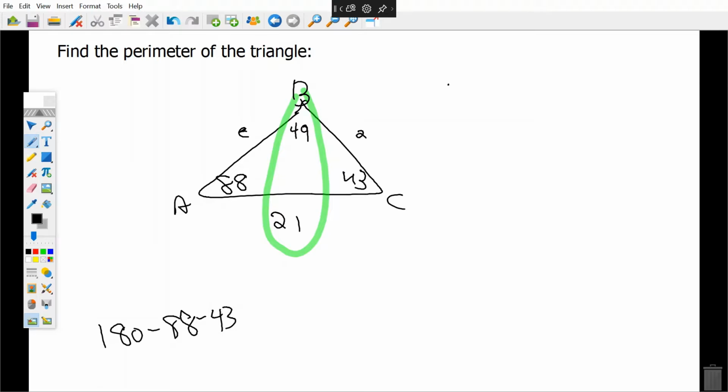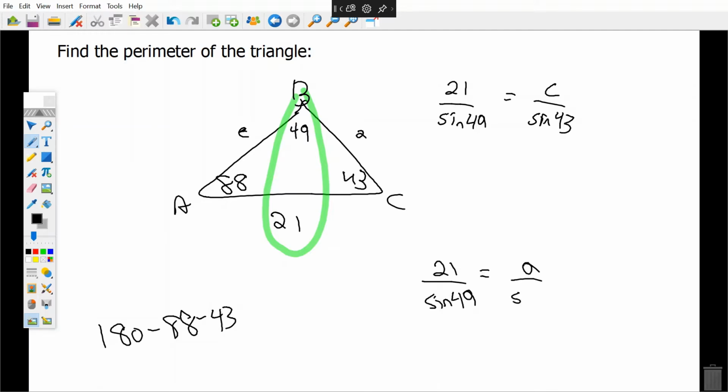We're going to go 21 over sine 49 equals C over sine 43. And then again, 21 over sine 49 equals A over sine 88. Cross multiply and divide on both.